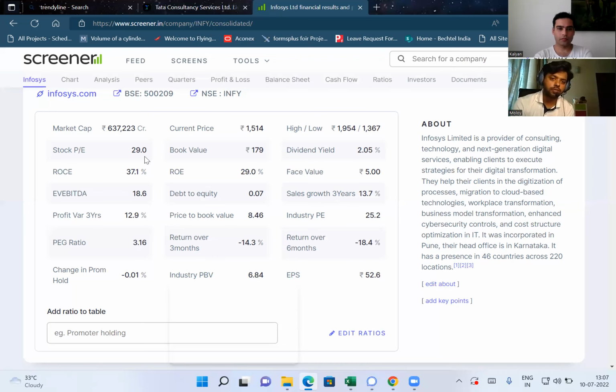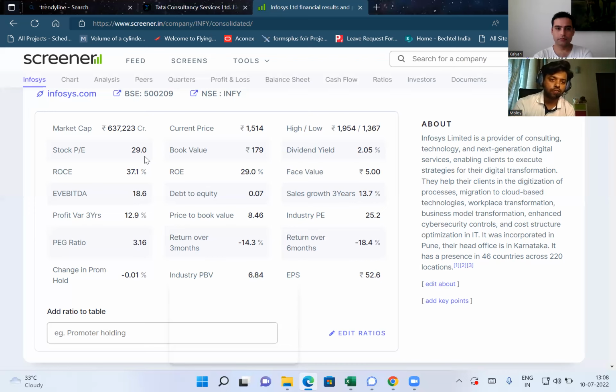So why is this important? Because if you see here, the stock PE is 29. If a stock is commanding a PE of 29, it has to have a sales growth in and around that range. I would say that if it has a stock PE of 29, then its sales growth for the 3 years should be around, say, 20%, like that. And that's the top line growth.